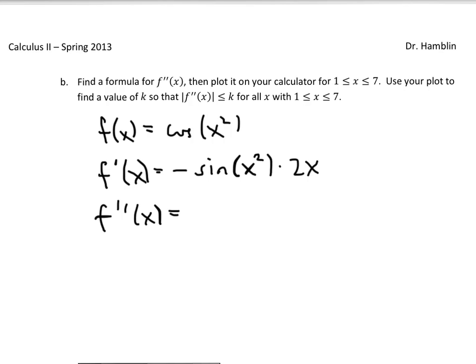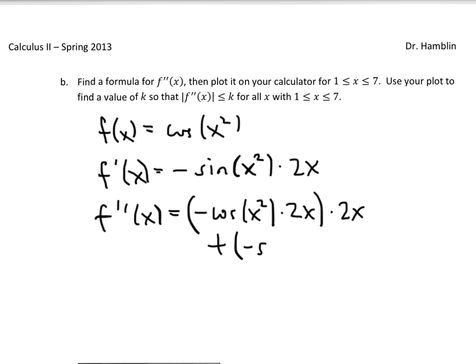So the product rule tells me that it's the derivative of the first function. The derivative of the first function is minus cosine of x squared times 2x, that's the chain rule again, times the second function. So this was the derivative of the first function, times the second function, and then plus the first function, negative sine of x squared, times the derivative of the second function, which is 2. So that's our f double prime.